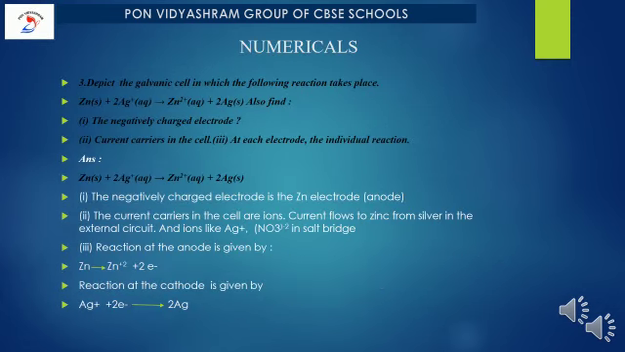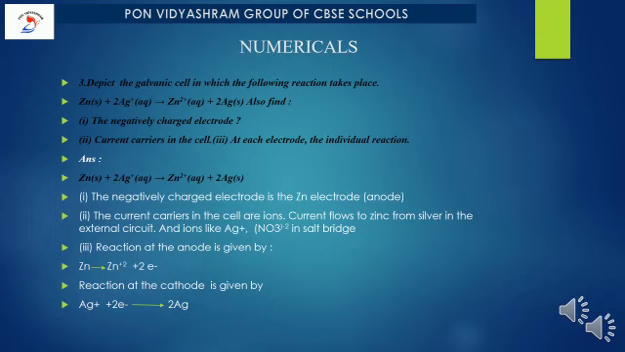The next numerical is, depict the galvanic cell in which the following reaction takes place. Zinc in solid form reacts with Ag+ in aqueous form to give Zn2+ in aqueous form plus Ag in solid form. Also find, first, the negatively charged electrode. Second, the current carriers in the cell. Third, at each electrode the individual reaction.